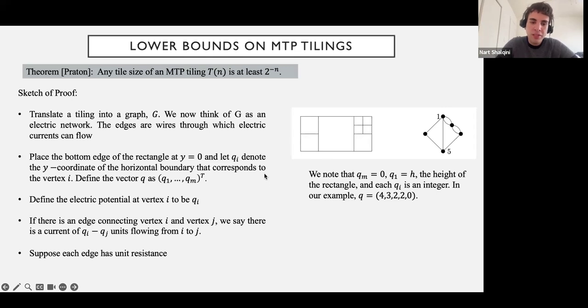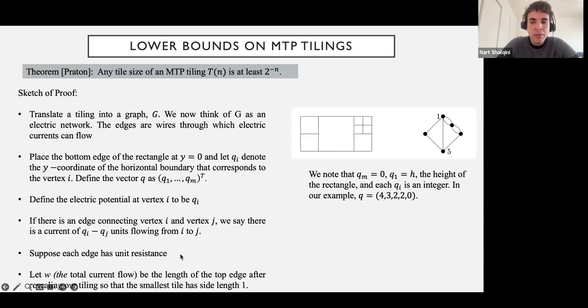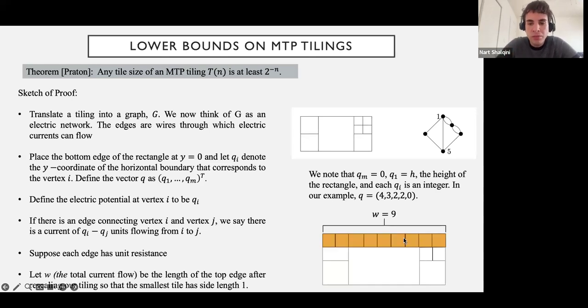I assume, as previously, that each edge has unit resistance. And I let W be my previous W, the total units of current that flow through vertex 1 and leave out of vertex 5. In this case, W is going to be the number of smallest tiles I need to cover the horizontal boundary. So if I rescale my square so that the smallest tile has edge length 1, then my rectangle is going to have width 9, because I'll be able to cover the width with 9 little tiles.